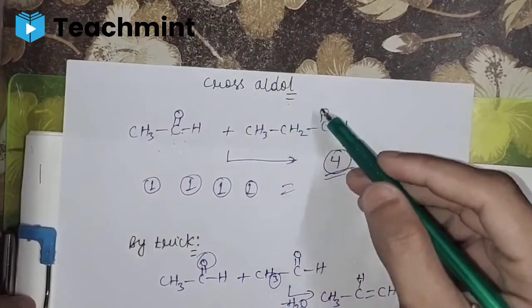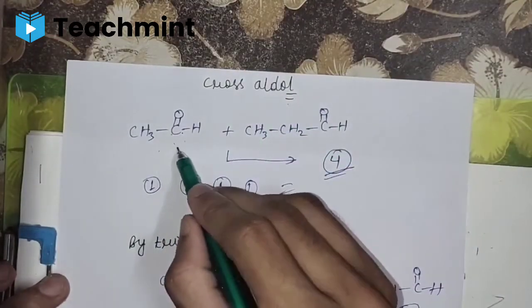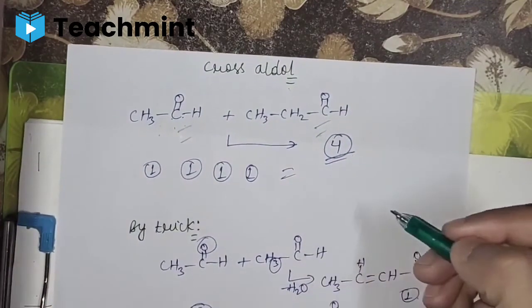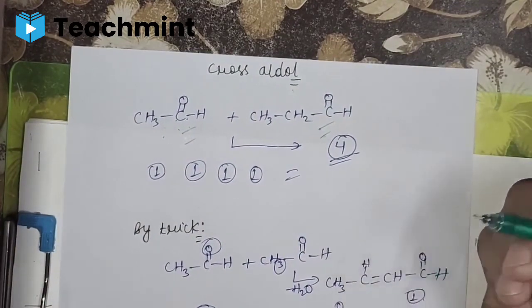So cross aldol is also a type of aldol reaction. Here only two different types of reactants are taken and in total 4 products are formed, excluding stereoisomers.